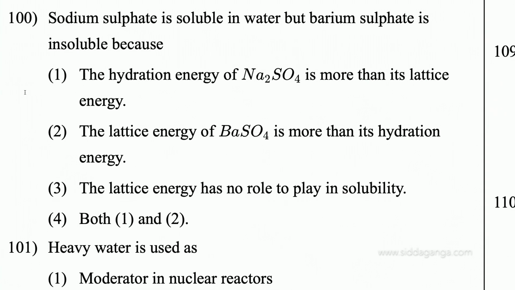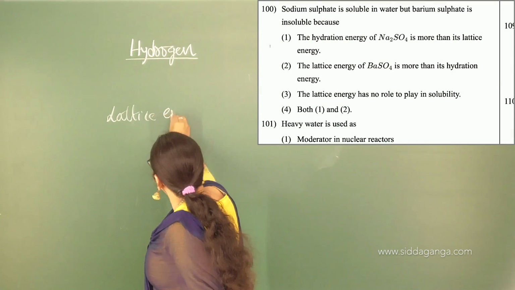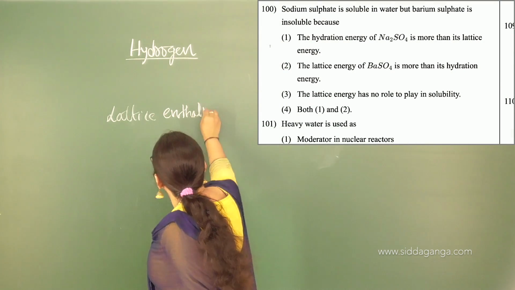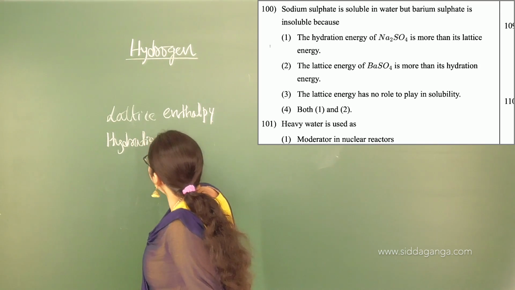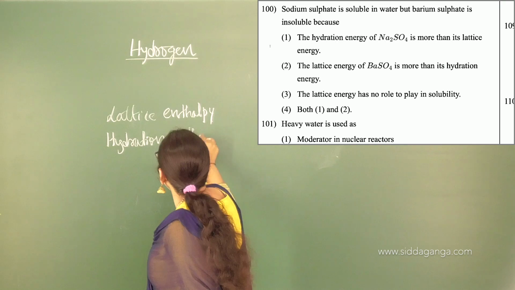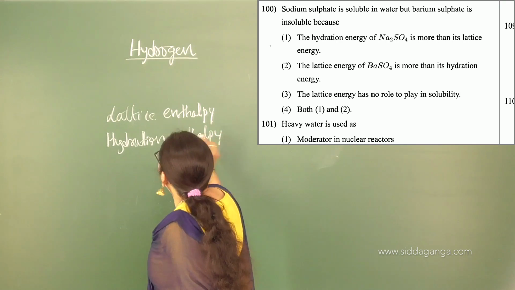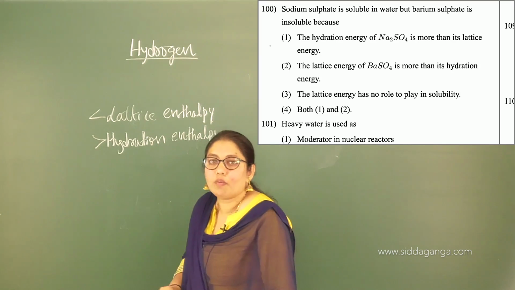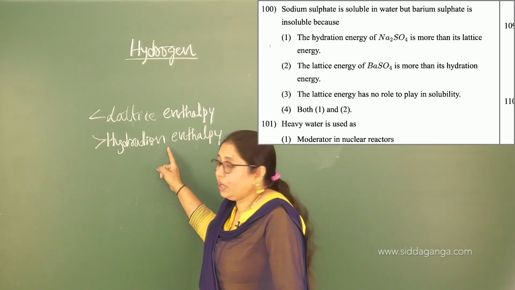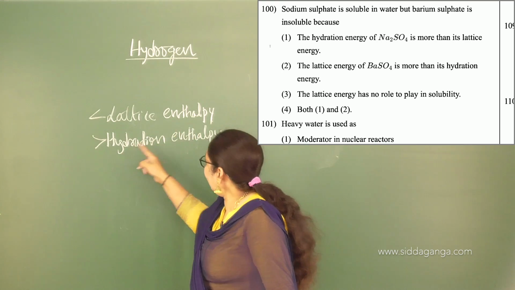Sodium sulfate is soluble in water, but barium sulfate is insoluble. So you know that the solubility of any compound depends on 2 factors. What are those? One is the lattice enthalpy, and one more is the hydration enthalpy. Remember these 2 concepts, they are very important. There should be lesser lattice enthalpy and greater hydration enthalpy, then only the compound will be soluble.